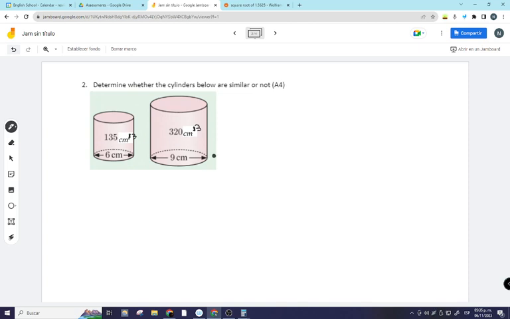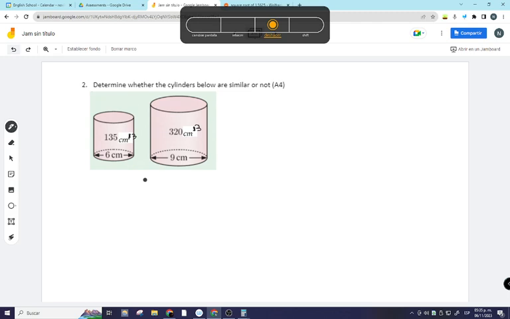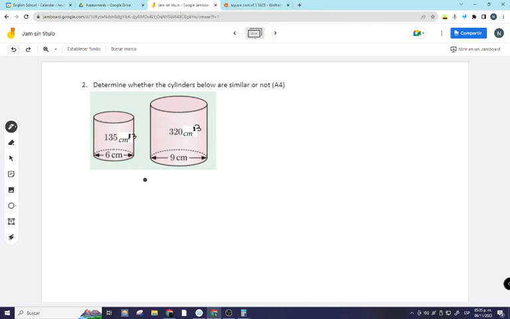But the question is how to determine if they are similar or not. You could find each of the measures in order to find the volume, like with the volume you can deconstruct the formula and find all of the measures, for example the height, but that's quite a long process. And since in this exam we wanted to use the concept of scale factor, we can do it using the scale factor.